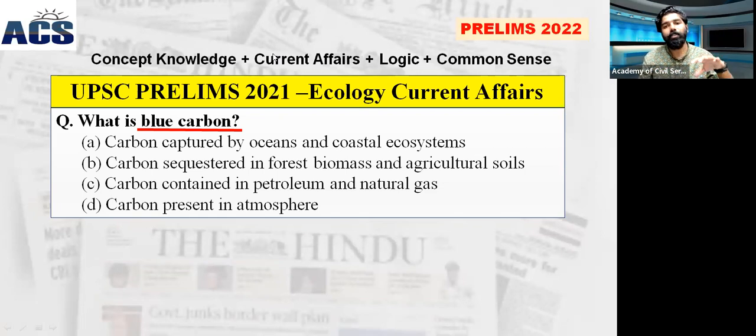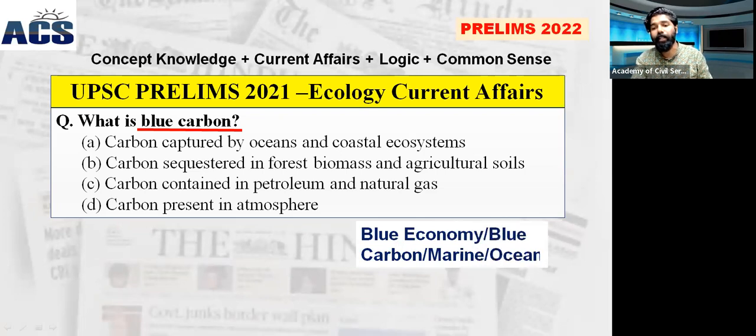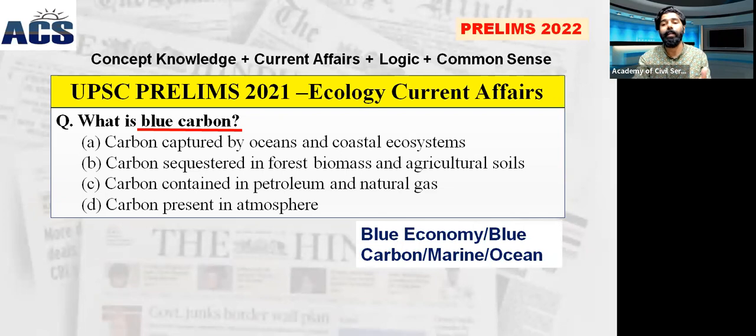But mostly, blue kind of words, or blue economy, we have seen in the case of economic terms or ocean-related or marine resources. There are concepts like blue economy, blue carbon, marine, ocean. It is somewhat related to ocean or marine. So this is an ABCD type question. If you do not know exactly what blue carbon is, but you know it is somewhat related to ocean or marine, you will get an answer to this question by understanding the logic, common sense, or conceptual knowledge about blue carbon.